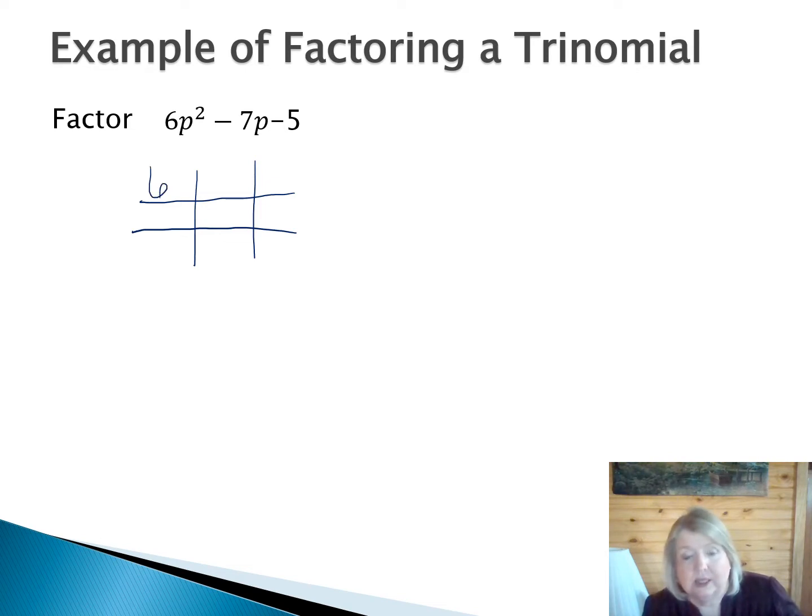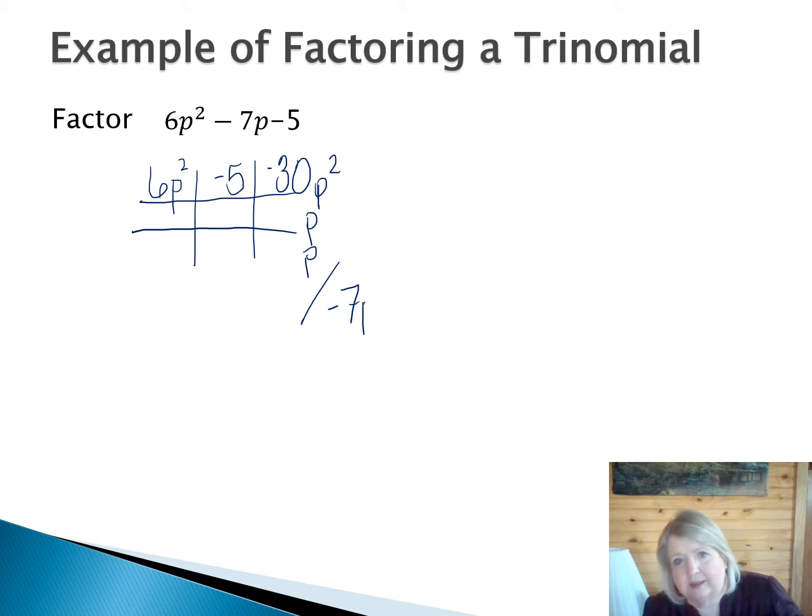So let's do 6p squared times minus 5 and multiply them together. That's minus 30p squared. Now let's bust up that variable, give each of the bottom boxes a p, and then write my linear term complete with its sign, minus 7p. That's my setup again, and that's the part that I do without thinking. As a matter of fact, that 30 right there is the first thing that goes through my head when I'm trying to do it in my head.